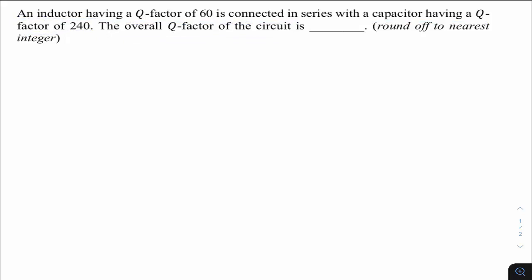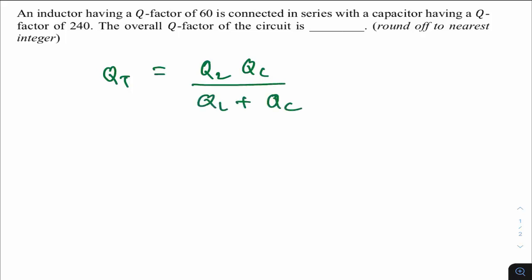If we have a practical inductor in series with a practical capacitor, then the overall Q factor QT is given by QL into QC divided by QL plus QC, where QL is the Q factor of the practical inductor and QC is the Q factor of the practical capacitor. Naturally, because in the ideal case the Q factor will be infinite, right? If it is not infinite, that means it has some resistive component. That means we are speaking regarding practical inductors and practical capacitors. There is a proof in the theory, okay? So let us use the formula and substitute the values to get the answer.